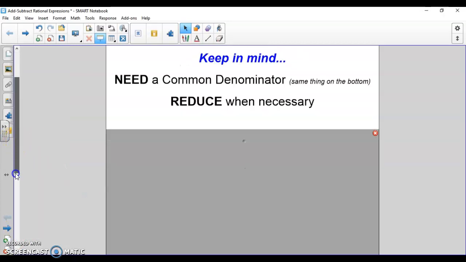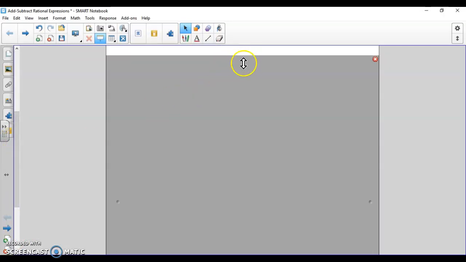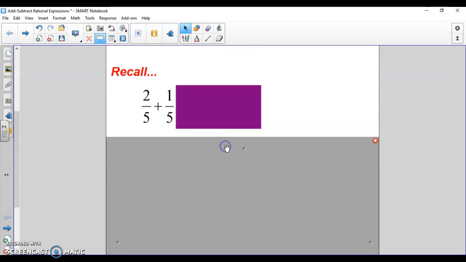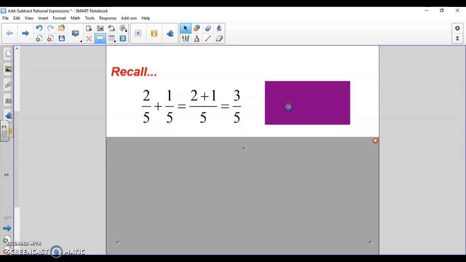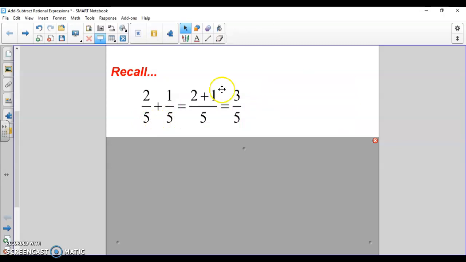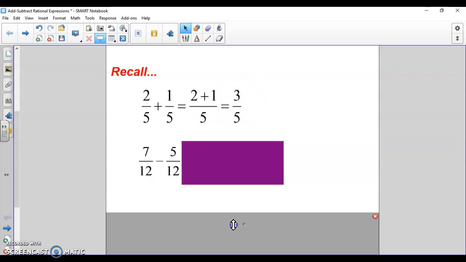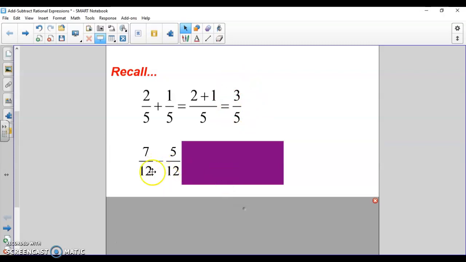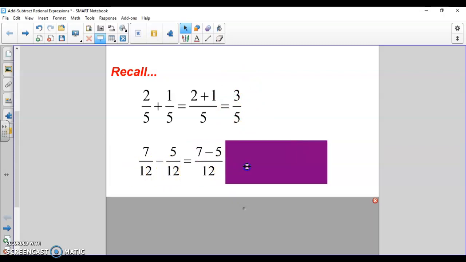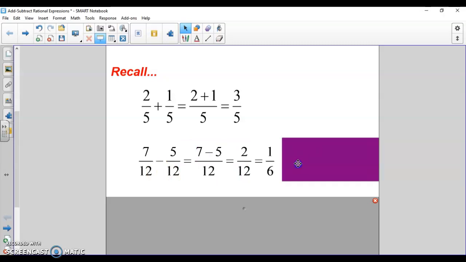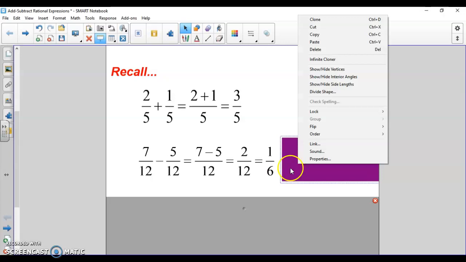So, just a few recap things. When you're adding, subtracting fractions, when they have the same thing on the bottom already, it's simple. You just add straight across the top, 2 plus 1, still over 5, and then we get 3 over 5 is your final answer. You would simplify it if you can. This one you can simplify. They have the same base. We subtract them. We get 2 over 12. 2 and 12 both have 2 in common, so we get 1/6. Nothing crazy there.